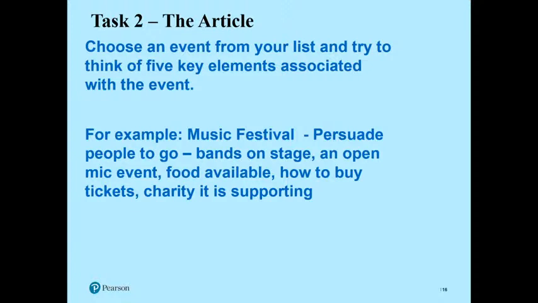I'm going to think about the food available that might interest people. You know, if you're going to go to a festival, festival food is sometimes a big draw. How to buy tickets, how do you want to buy the tickets, how do they get them, trying to make that seem really easy. And for me, my music festival is going to be supporting a charity, so I'm going to want to include some information about that. So just 30 seconds to think of five things from one of the events on your list that you could write about in an article. Off you go.